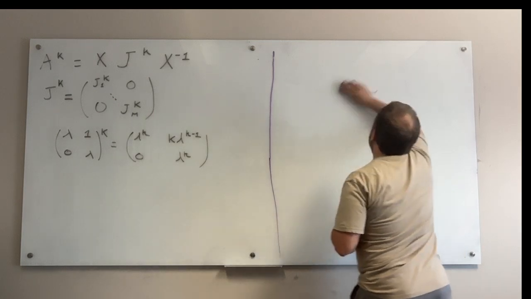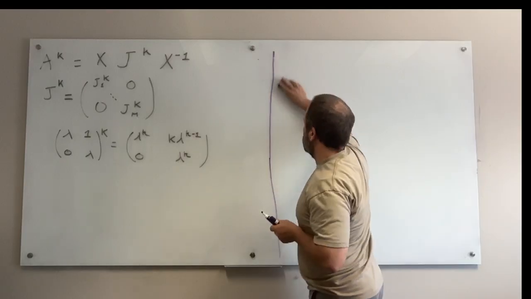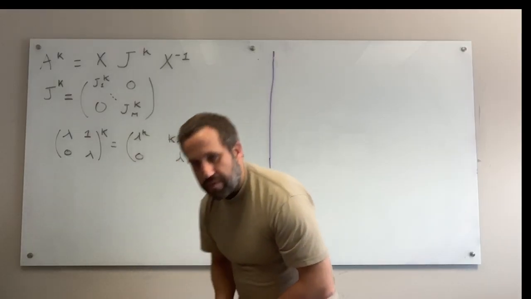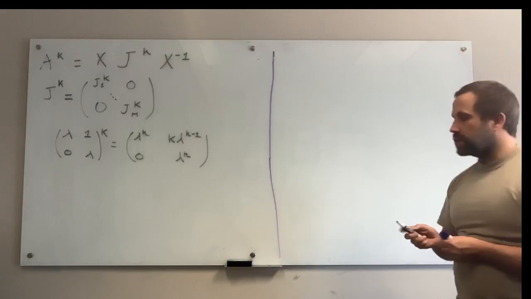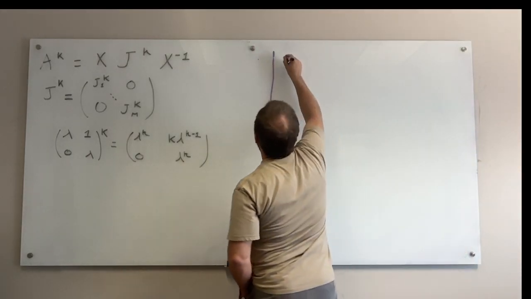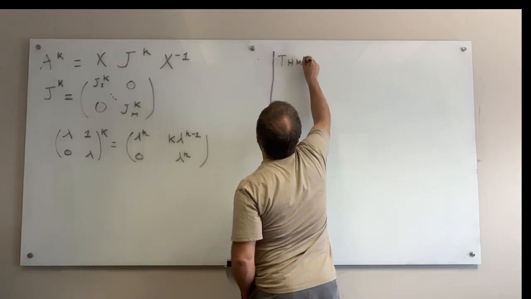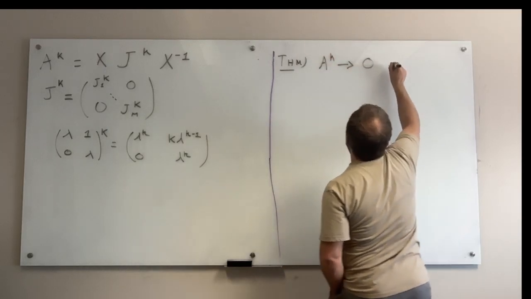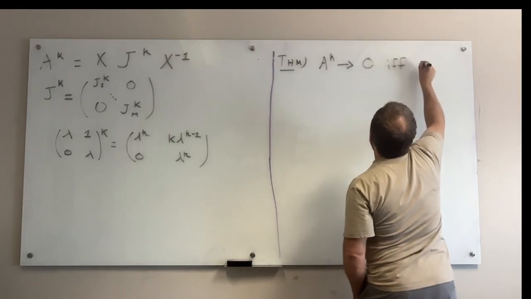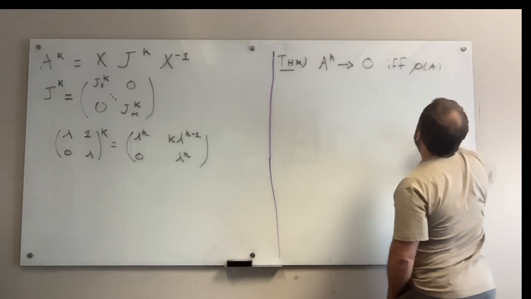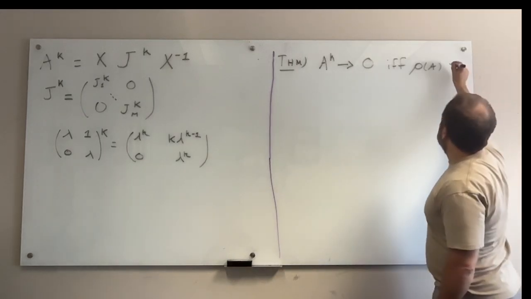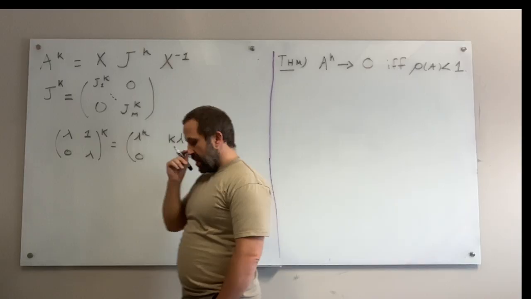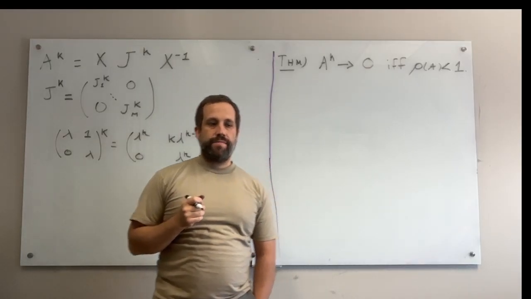So the Jordan form, I'm going to use the Jordan form because I want to use it to prove something that is going to be somewhat relevant to some of the things that we're going to talk about in this class. And it's the following theorem. The matrix A to the k converges to the 0 matrix if and only if the spectral radius of A is strictly less than 1. So that matrix converges to 0 if and only if the spectral radius of A is less than 1.